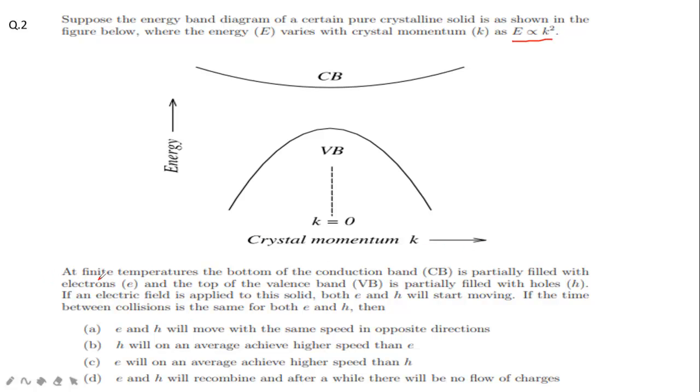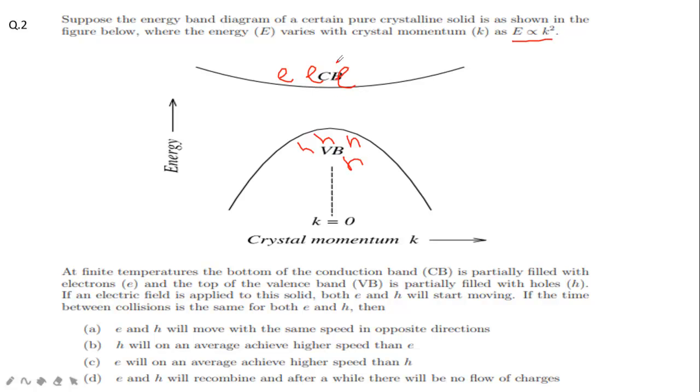The question is: at finite temperature, the bottom of the conduction band is partially filled with electrons and the top of the valence band is partially filled with holes. If an electric field is applied to this solid, both electron and hole will start moving. If the time between collisions is the same for both, then, and there are 4 options. So what are they saying? The bottom of the conduction band, this area, is filled with electrons. So here are some electrons. And at the top of the valence band, there are holes. By H we are denoting the holes. So here are some holes.